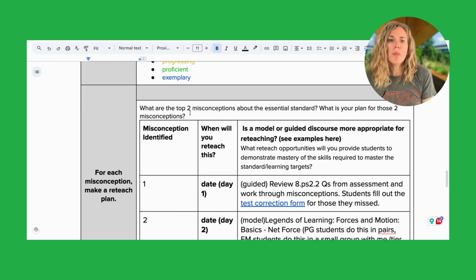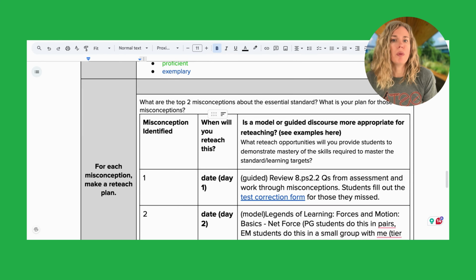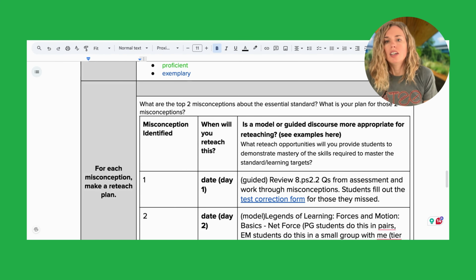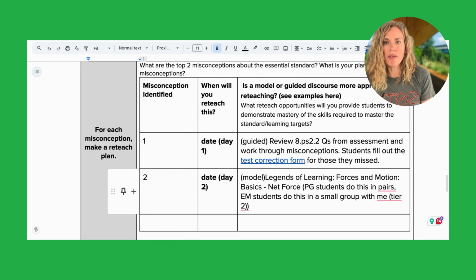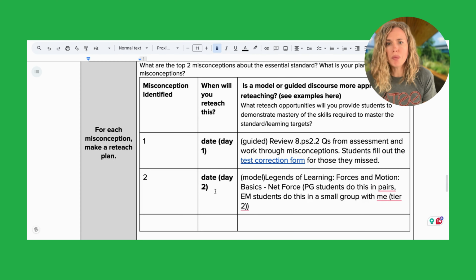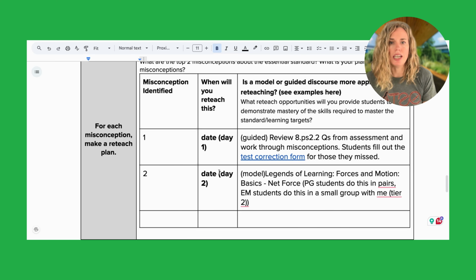So for each misconception, we are going to make a plan for each of those. When we get back to this table, we've numbered the misconceptions to align with those above, and then we are going to put a date in when we're going to reteach. I've planned reteaching for 2 days, and I would add those specific dates in. To address misconception number 1, I'm going to do a guided discourse.